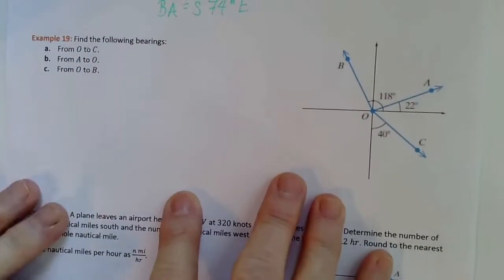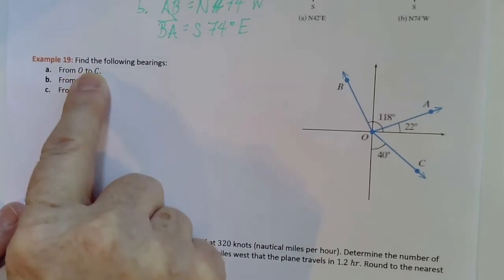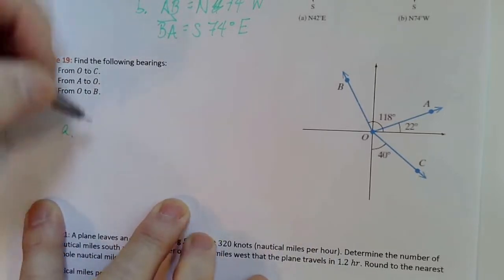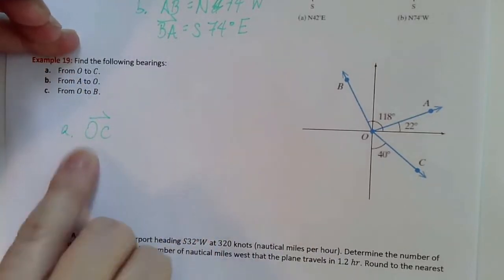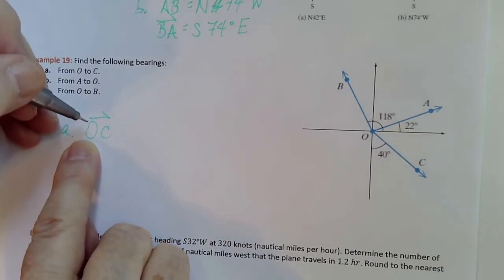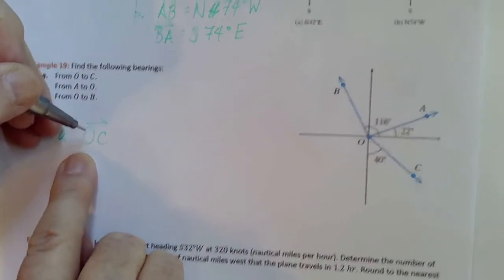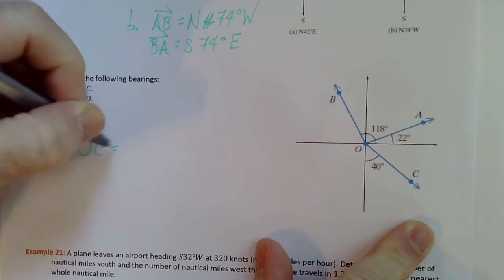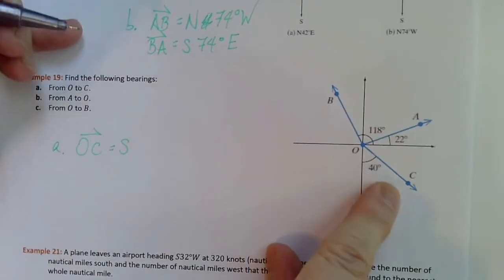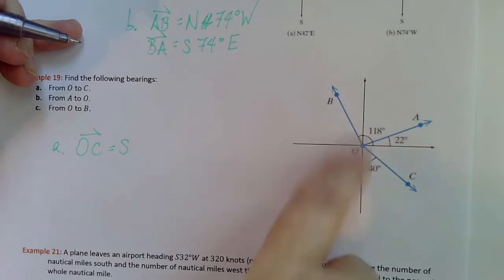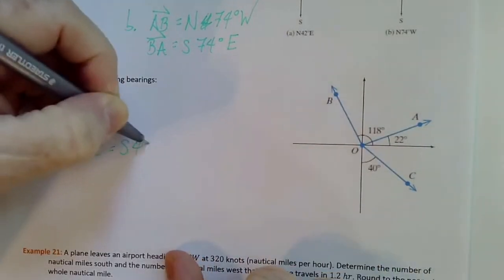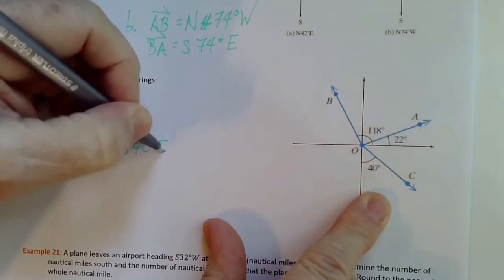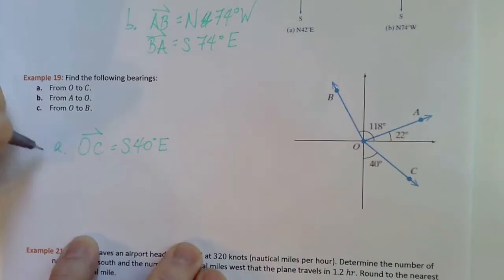Let's find the following bearings. We want to do OC, AO, and OB. So let's first look at OC. This is always directional, starting with the point O, going toward the point C. So starting with the point O, going toward the point C, I can see I'm going south. I'm going down. The angle with respect to the vertical line is 40 degrees. And I'm going to the right, so east. All right, that was A.